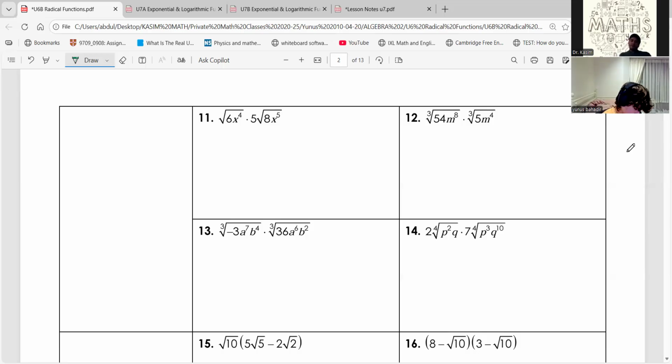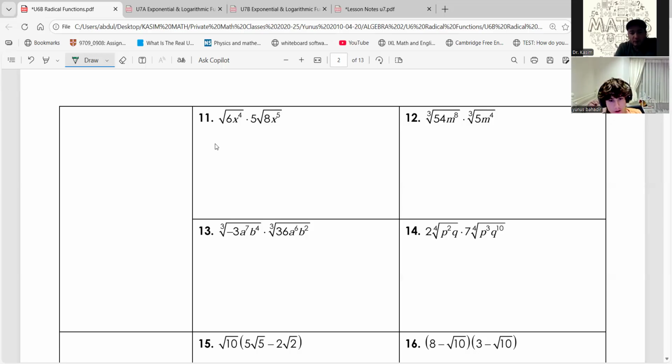Yes, Yunus? Sorry. When I get rid of the square on the x, does this become x?